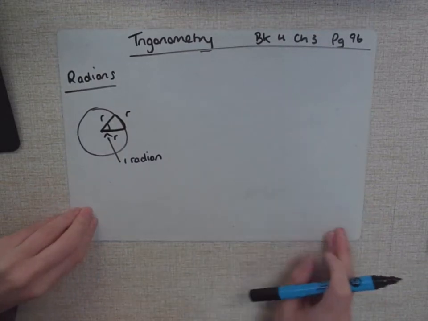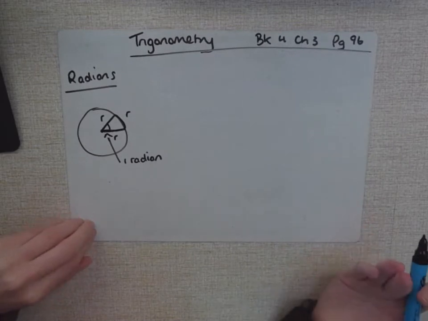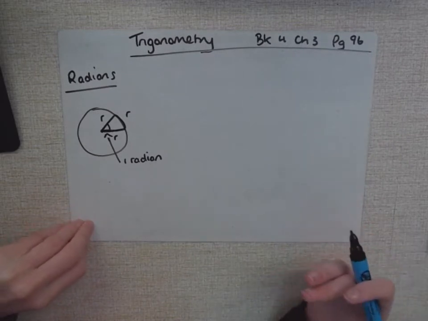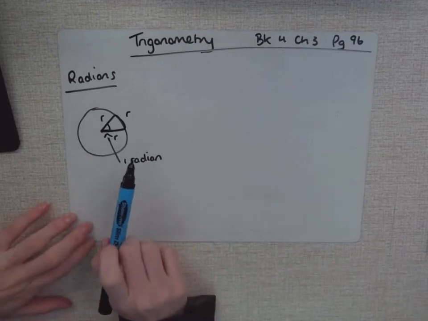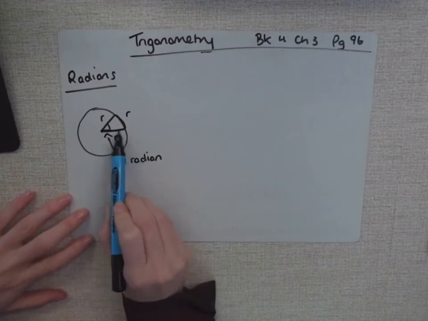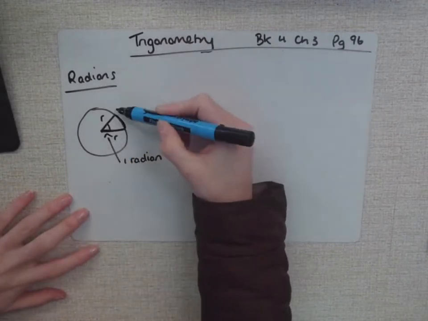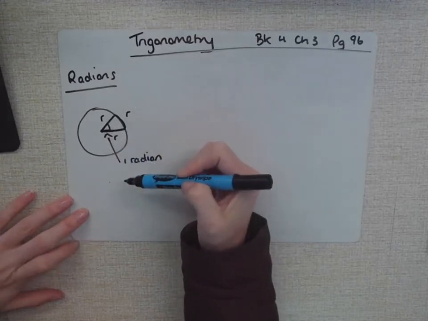Normally when we're talking about measuring an angle, we measure it in degrees. There's another way to measure angles, and it's radians. One radian is the amount of the angle if you have a radius here, and your arc is the same distance as your radius. That's one radian.